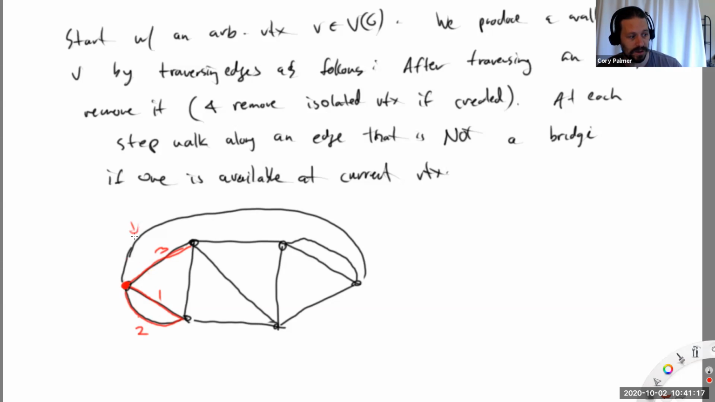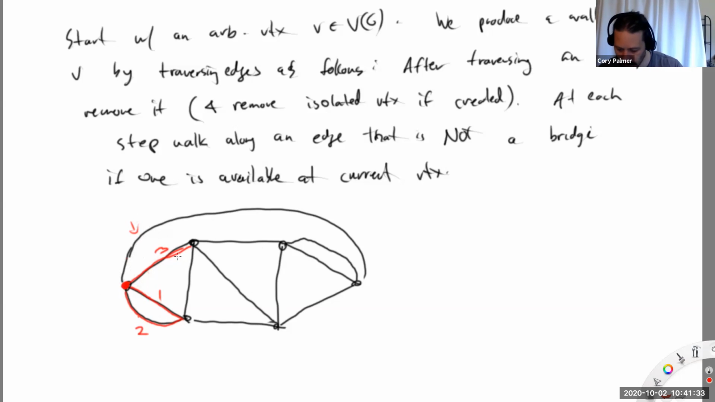This edge, if I remove it from the existing graph, would disconnect this vertex from everything else. Now, it doesn't matter to me yet because I'm not adjacent to this edge. I don't have the opportunity to take it, but it is a bridge, okay? This vertex doesn't get removed until that edge is removed, okay?